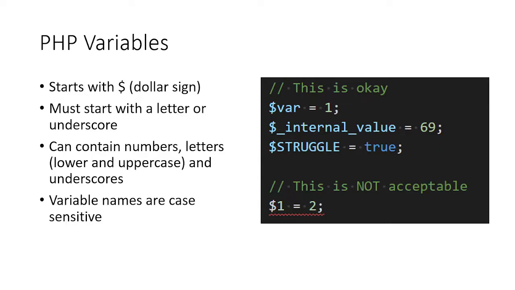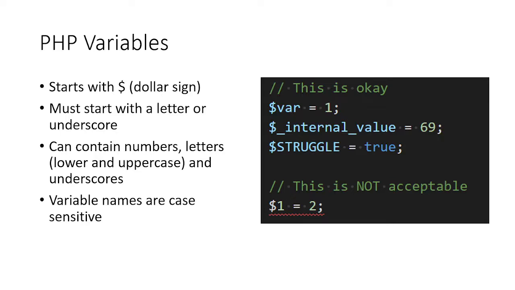Alright, next we have PHP variables. PHP variables are a little bit different from most programming languages because variables start with a $ sign. For example, here we have $var equal to 1. This is a variable named var, and it has the value of 1. Next, it must start with a letter or an underscore. If it starts with a v, it's fine. If it starts with an underscore, it's fine. If it starts with a capital S, it's fine. It can contain numbers, letters, lowercase or uppercase, and underscores.